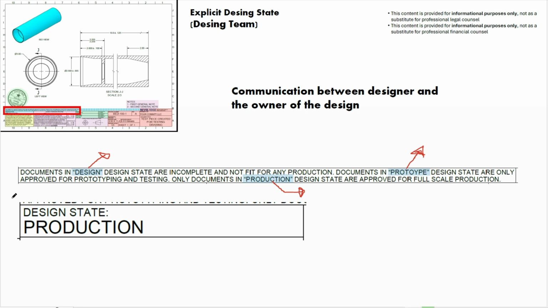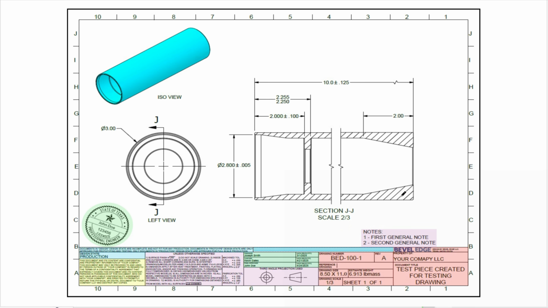Here at the bottom in this window, the design state is again explicitly stated in addition to the general note. So this section here will change from production, design, or prototype stage. So this basically helps communicate between the design and engineering team and the final user owner of this design drawing. So this is also something important to keep in mind, and for patrons, people who commission Bevel Edge, to understand.